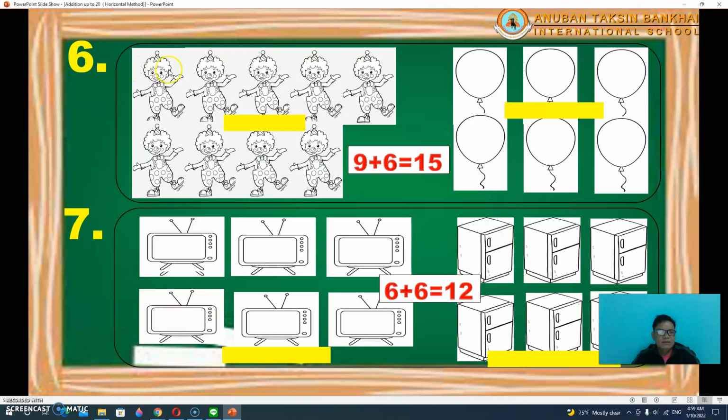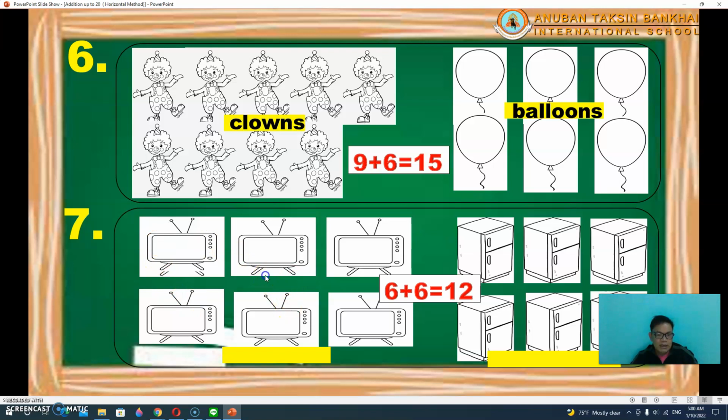And number 6. So what are these? These are clowns. Okay, how many clowns are there? 1, 2, 3, 4, 5, 6, 7, 8, 9. Okay, 9 plus. What are they? Balloons. Good. So 9 plus 6 equals 1, 2, 3, up to 15. So 9 plus 6 equals 15. Very good.